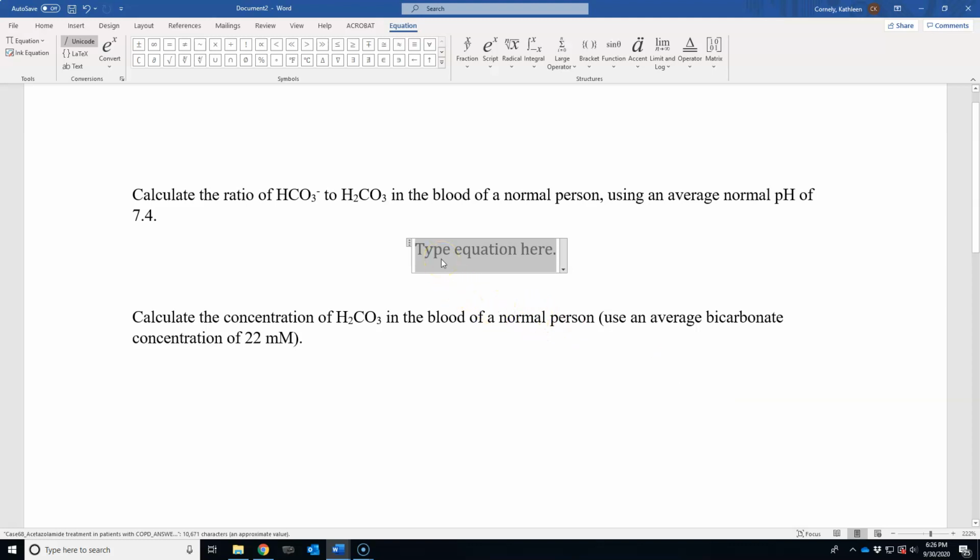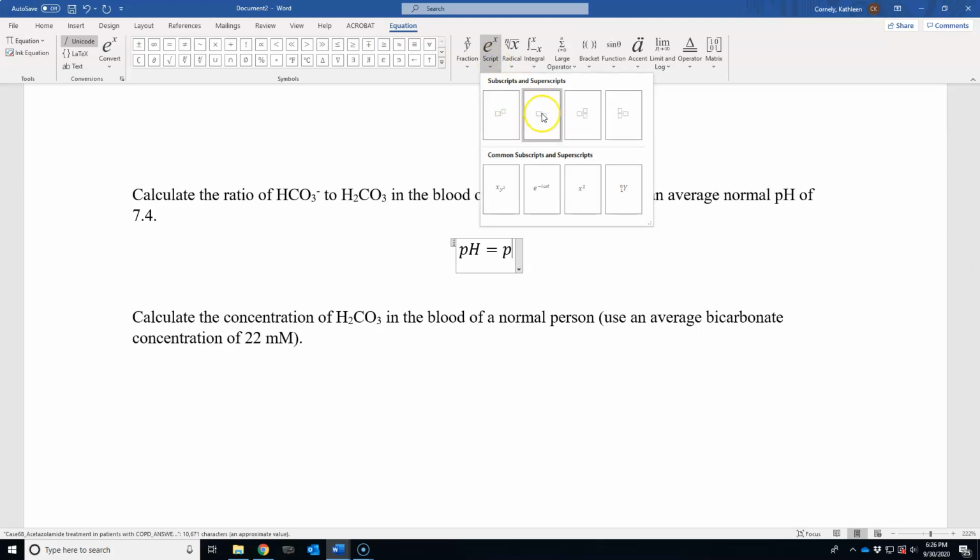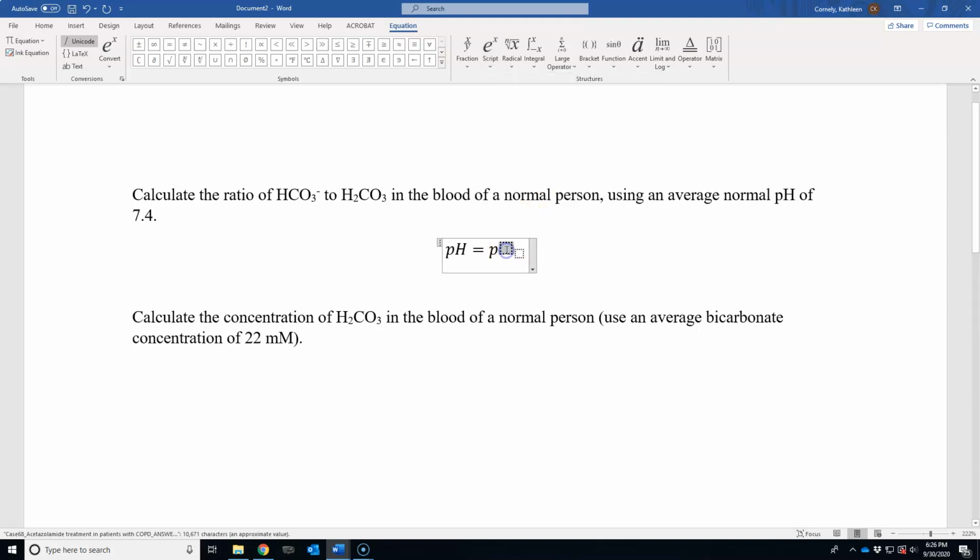So the first thing I want is the Henderson-Hasselbalch equation. So I'm going to type pH equals pKa. So I'm going to type P and then the Ka, the A is a subscript. So if I click here on this box, I can put the K in here and the A in the subscript. So the K goes here, and then I'm going to type the right arrow, and that gives me this box. And now I'm going to type the right arrow again, and that gets me out of the subscript.